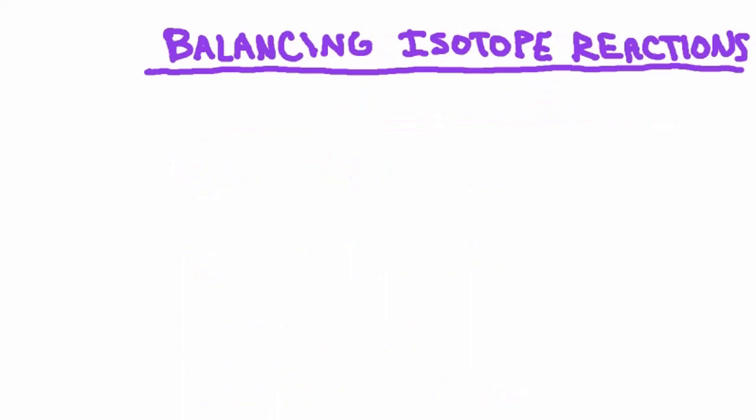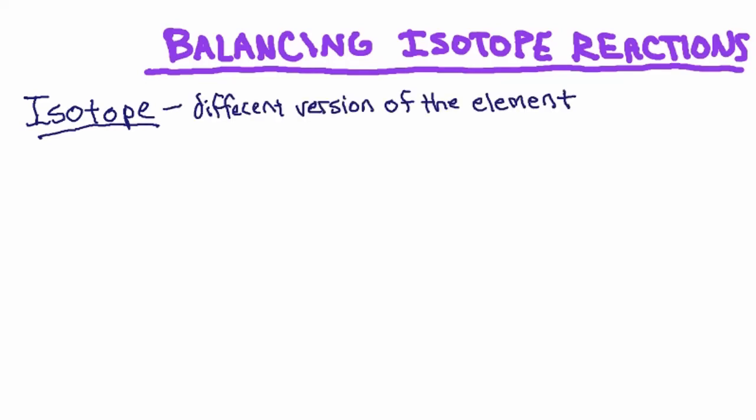So first we have to know what an isotope actually is in order to balance an isotope reaction. An isotope is just a different version of the element. And by element, I mean anything on the periodic table, neon or oxygen or carbon or anything like that. How is it different? It's different because the number of neutrons is going to be different from the number of neutrons in the regular normal element, how it normally appears on the periodic table.